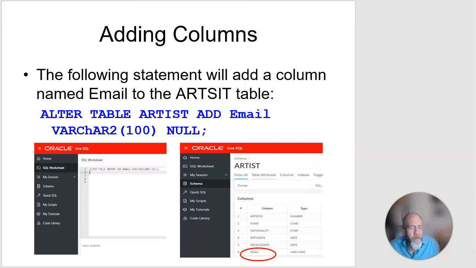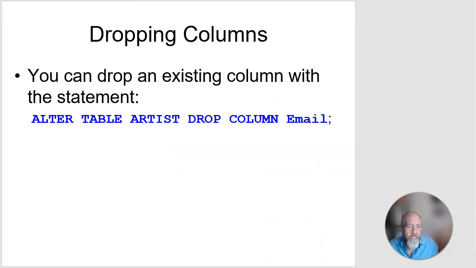But look at that command, alter table. I'll alter the table. What table are we going to alter? Artist. What am I going to do? I'm going to add a column. Well, when you add a column, you have to tell me what it is. It's a varchar2. Do I have to put that null in there? No, I do not, because by default, it's nullable. If you want it to be not null, you have to put that not null in there. Alter table artist drop column email.